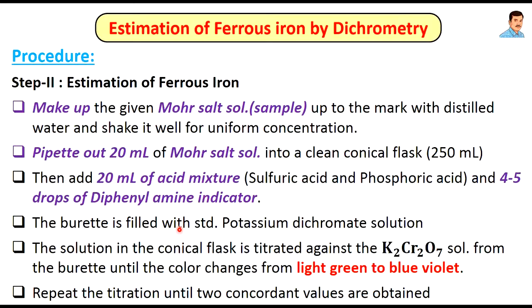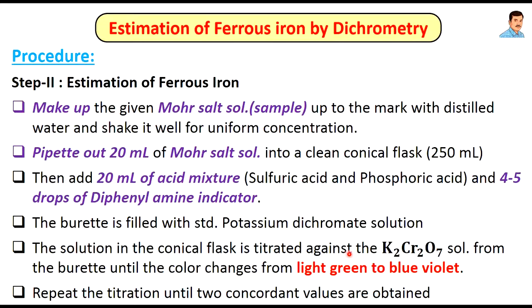Now a burette of 50 ml capacity is taken. It is washed well and then filled with the prepared potassium dichromate solution up to the mark. Now the conical flask containing the reaction mixture is titrated against the potassium dichromate solution which is taken in the burette. In the beginning, when we start the titration, the solution will be colorless.